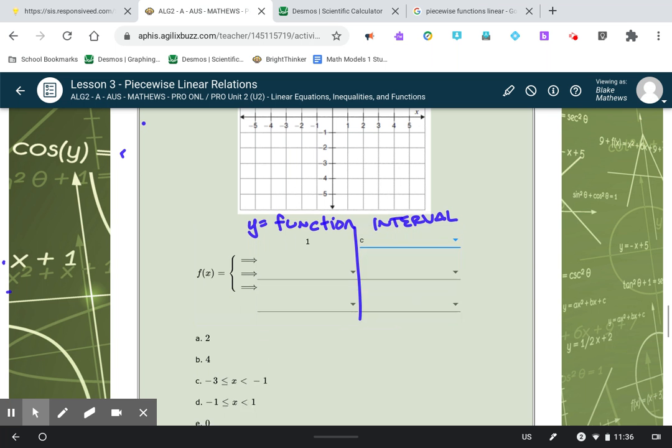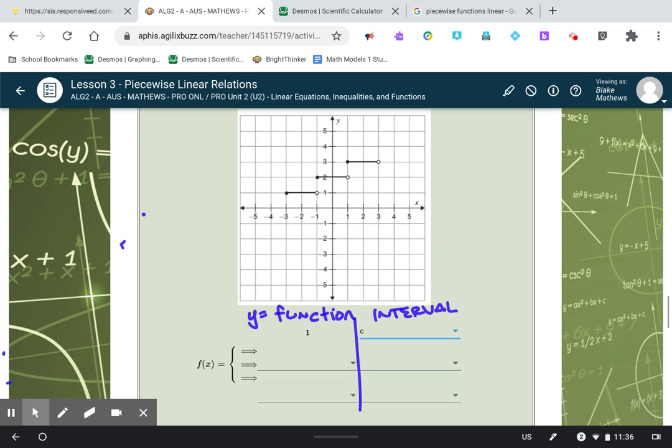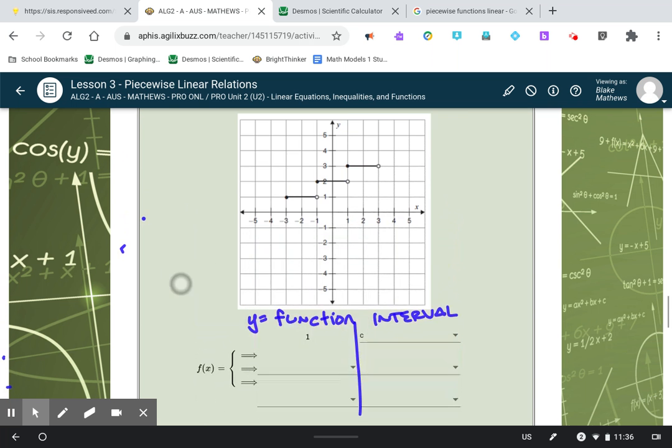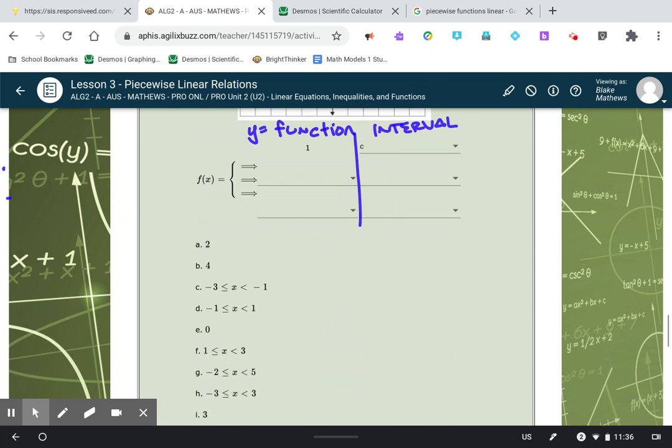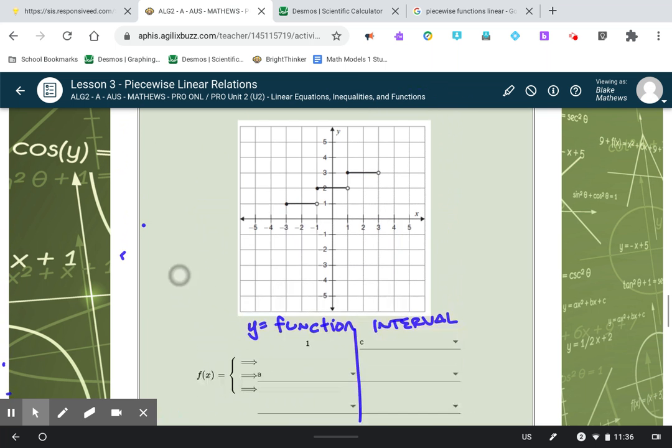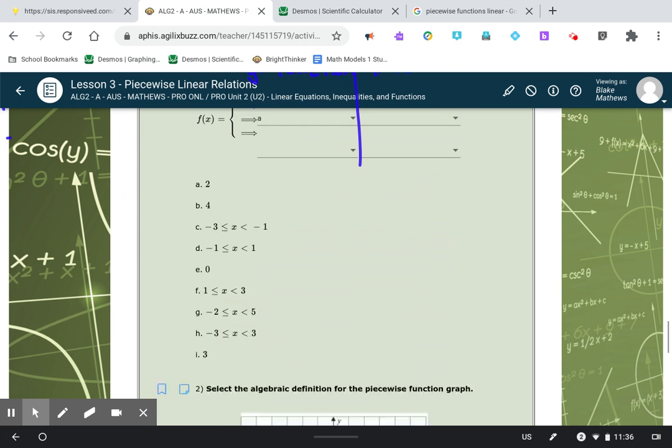Then what you have to do is say, okay, what about the next interval? Well, the next interval has a value of 2. It stays along the 2. So I'll go ahead and do that part for you. And then you need to find the interval that matches that. What interval has a value of 2? It goes from -1 to 1. And then you go on and do the rest that way as well.